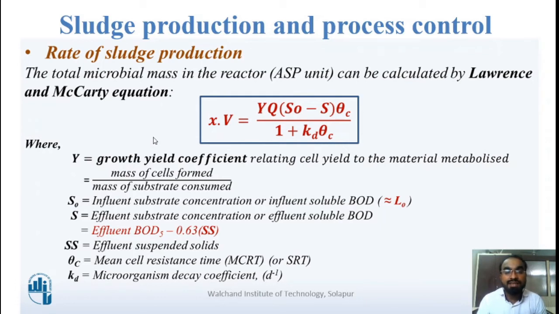That also means the ratio of the mass of cells formed, that is the mass of microorganisms forming, divided by the mass of substrate consumed, that is the mass of biodegradable organic matter consumed. Fine. S naught is the influent substrate concentration or influent soluble BOD. It is also termed as L naught. S is the effluent substrate concentration or effluent soluble BOD. We can also write it as effluent BOD5 minus 0.63 SS.